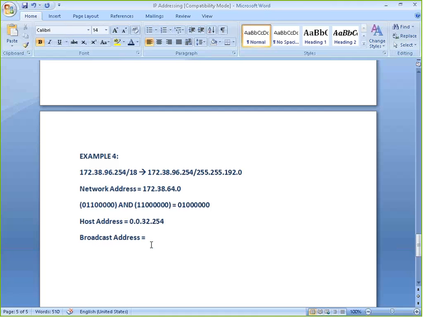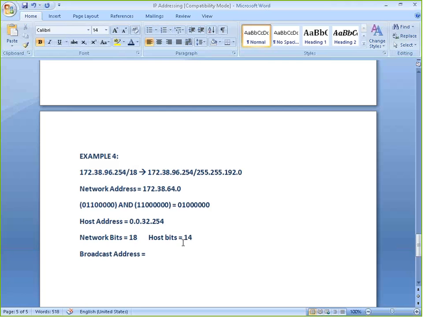So let us add one particular step here. You're supposed to calculate how many network bits and how many host bits. Network bits, according to this example, you'll get to know from the subnet mask. If you look at the subnet mask, it is /18. So the number of network bits is 18, and the number of host bits would be the remaining, that is 14, because the total is 32. So number of network bits is 18, number of host bits is 14.